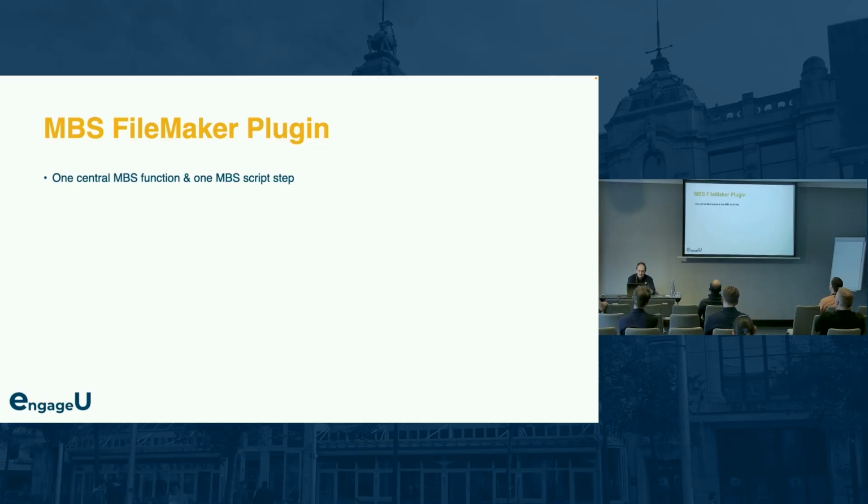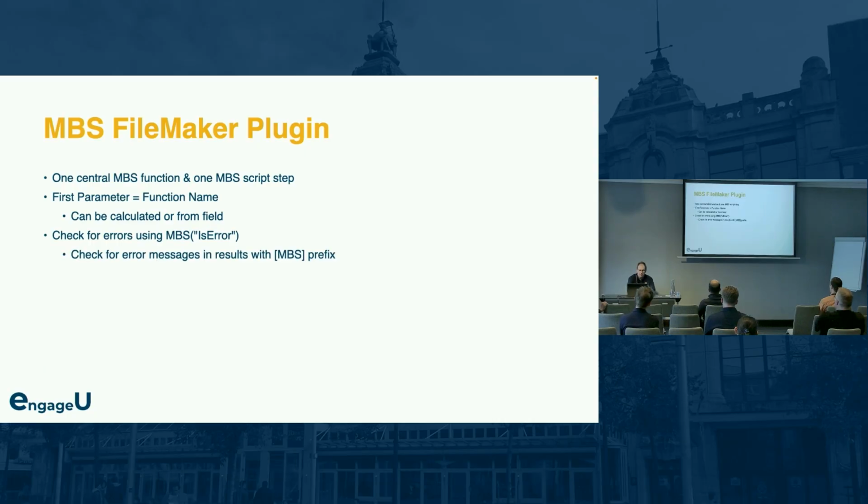Then the plugin comes with one central MBS function, also one script step, and you just pass the function name as a first parameter, and it can come from a calculation or a field, so you can very dynamically decide what to call. You should check for the error flag, which is preserved by the plugin per script, or no, per thread. So on a server running several scripts at the same time, every script has its own error status. You can also just watch for the MBS prefix on the error messages to distinguish them from the normal result.